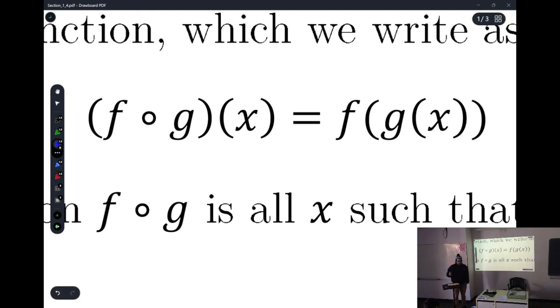You can add, you can subtract, you can divide, you can multiply, or you can do this thing.